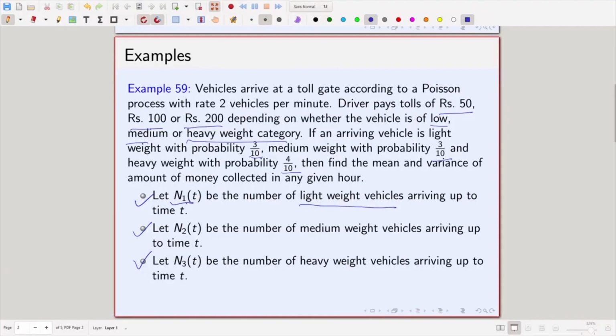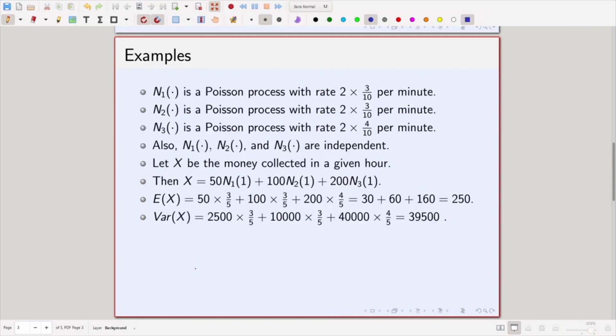So here the probabilities are 3 by 10, 3 by 10 and 4 by 10 of lightweight, medium weight and heavyweight respectively. Fine. So now I am calling N1(t) the counting process which is counting the lightweight vehicles, N2(t) the counting process which is counting the medium weight vehicles and N3(t) which is counting the number of heavyweight vehicles. Now, by the theorem on Poisson thinning, N1 is a Poisson process with rate... the original rate was 2, now the probability that it will be lightweight is 3 by 10. So the rate of this split process will be lambda times p. So it is 2 times 3 by 10 per minute.